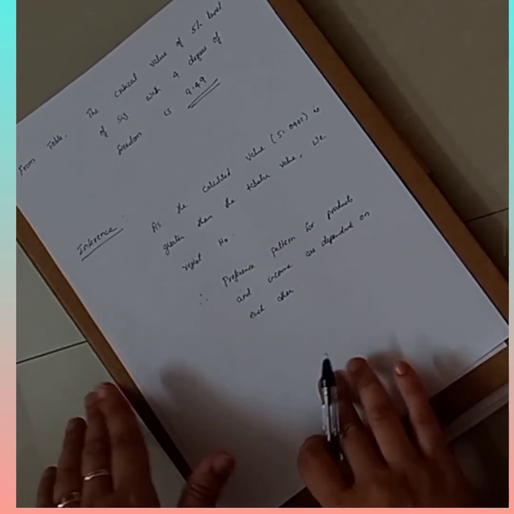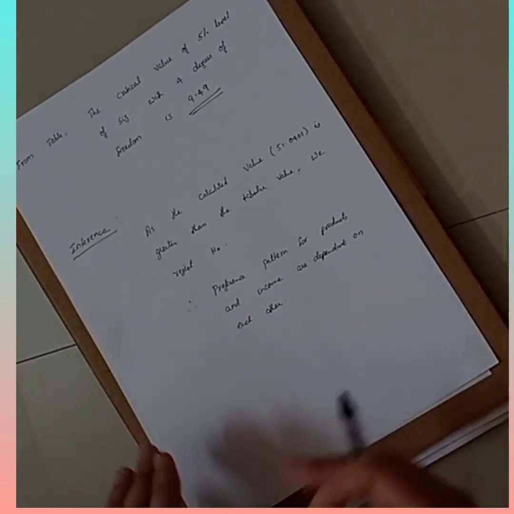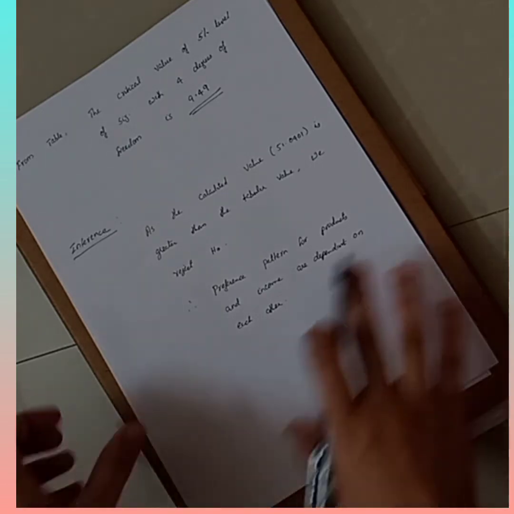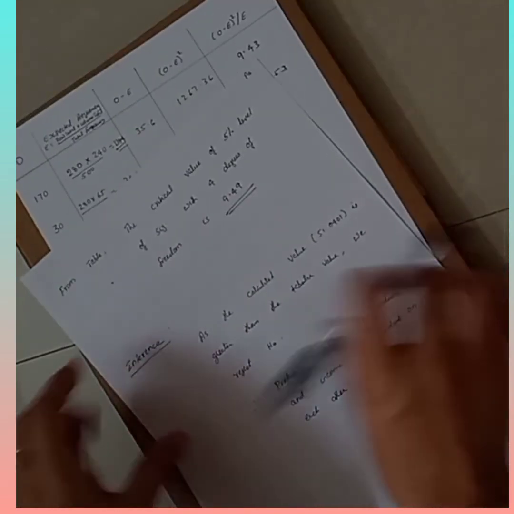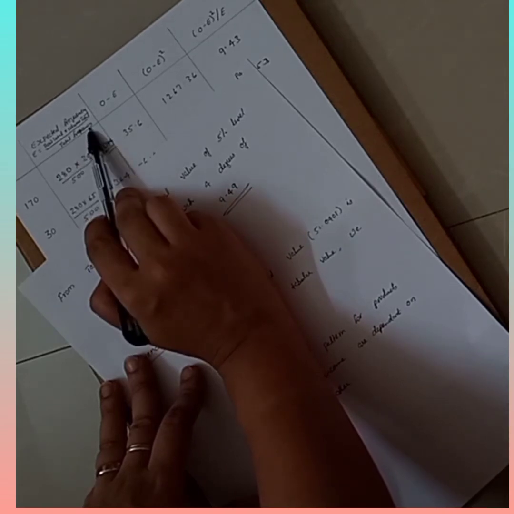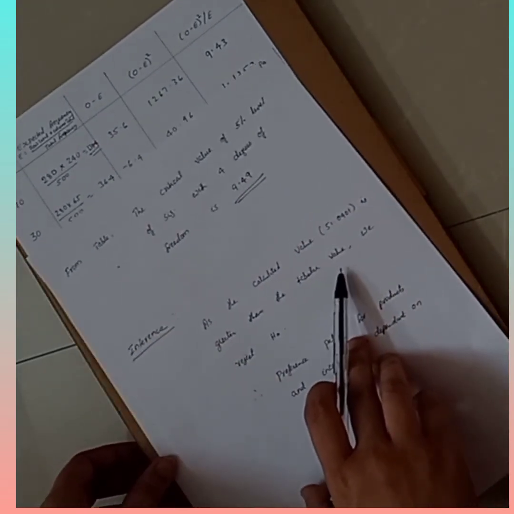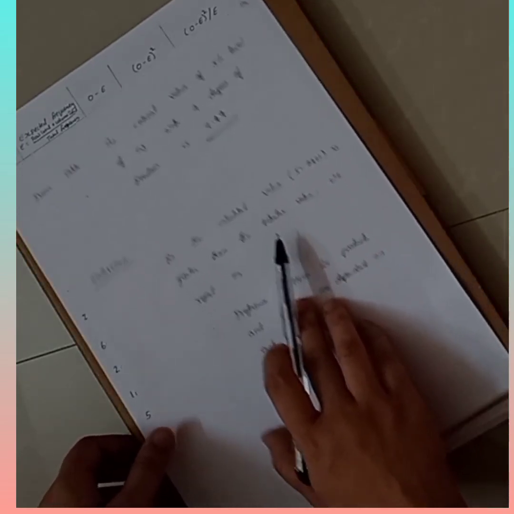I hope this is clear to you. This is the same as any other chi-square test. The only thing is we need to calculate the degree of freedom and expected frequency using the given formula. That is, expected frequency is row total into column total divided by total frequency, and degree of freedom is column minus 1 into row minus 1. I hope this is clear to you.